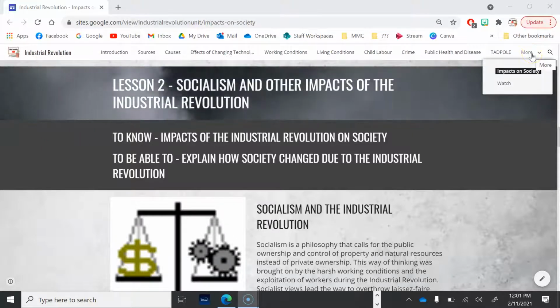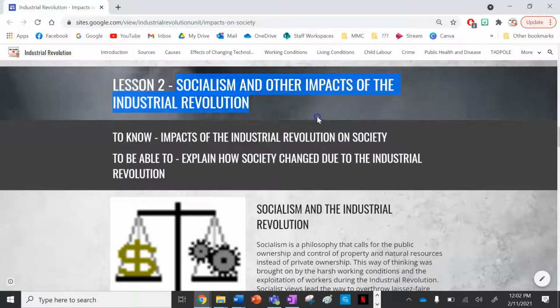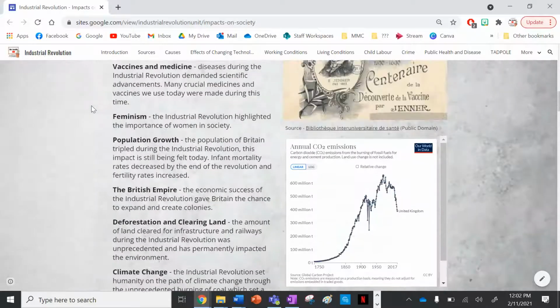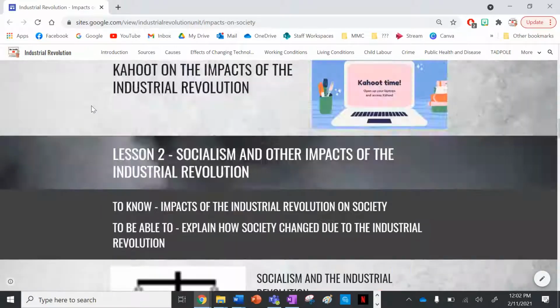Today we're under lesson 2 of the impacts of society tab, so the impacts of the Industrial Revolution on society and the human race. And today we are looking at socialism and other impacts of the Industrial Revolution. So we're looking at, in particular, the movement of socialism that was born out of the harsh working conditions that people faced. And then we're looking at some of the other long and short-term impacts from last lesson.